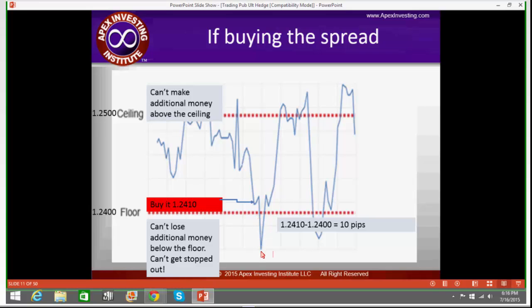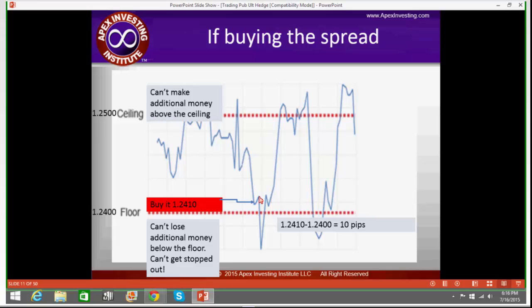It even goes down further than your floor. You're still in this trade at a what? $10 loss. And when it comes back up to the floor, then it comes back up to 24.10, then starts going up, up, up, up, up, you're making $1 a pip all the way up. So it does not close just because it goes below your floor. It also does not close or kick you out just because it goes above your ceiling. Okay? The trade is still open.